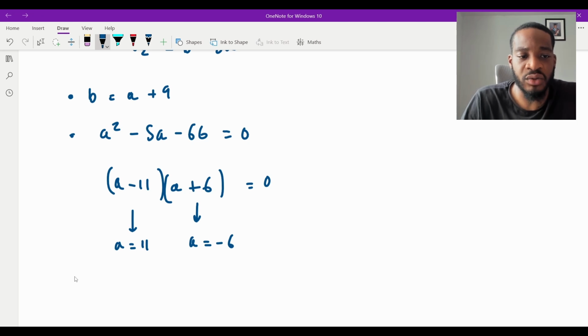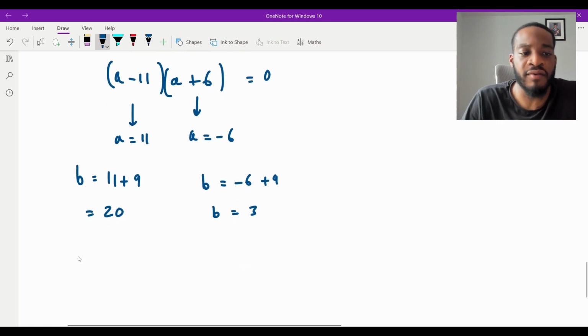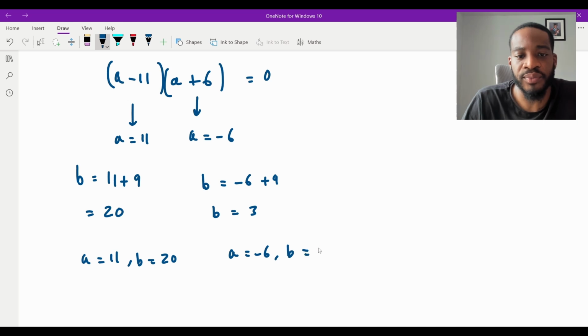So if b is equal to a plus 9, then that one is going to be 11 plus 9, which is going to equal 20. Or b is going to equal minus 6 plus 9, which is going to equal 3. So we've got two options. We've got either a is equal to 11 and b is equal to 20, or a is equal to minus 6 and b is equal to 3, right?